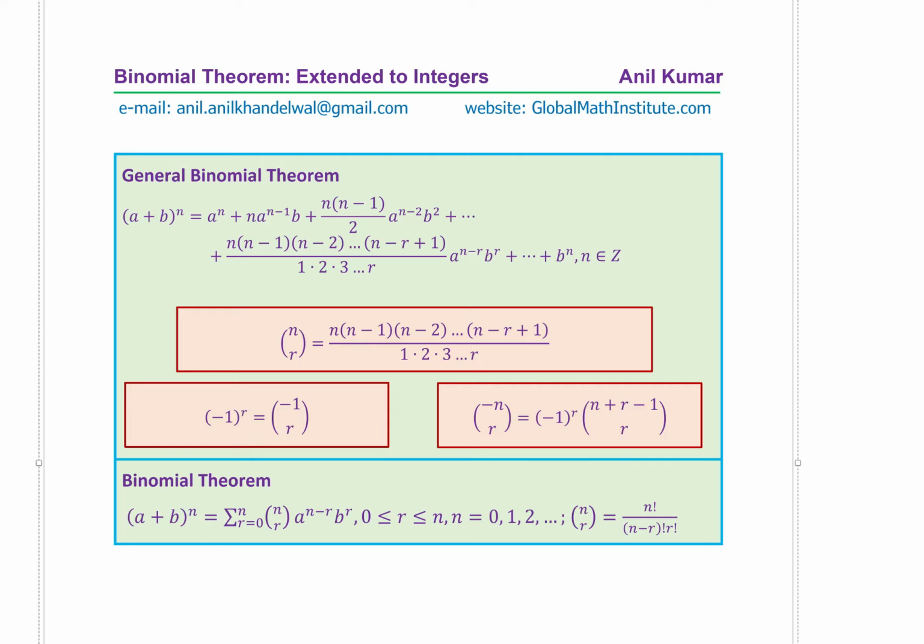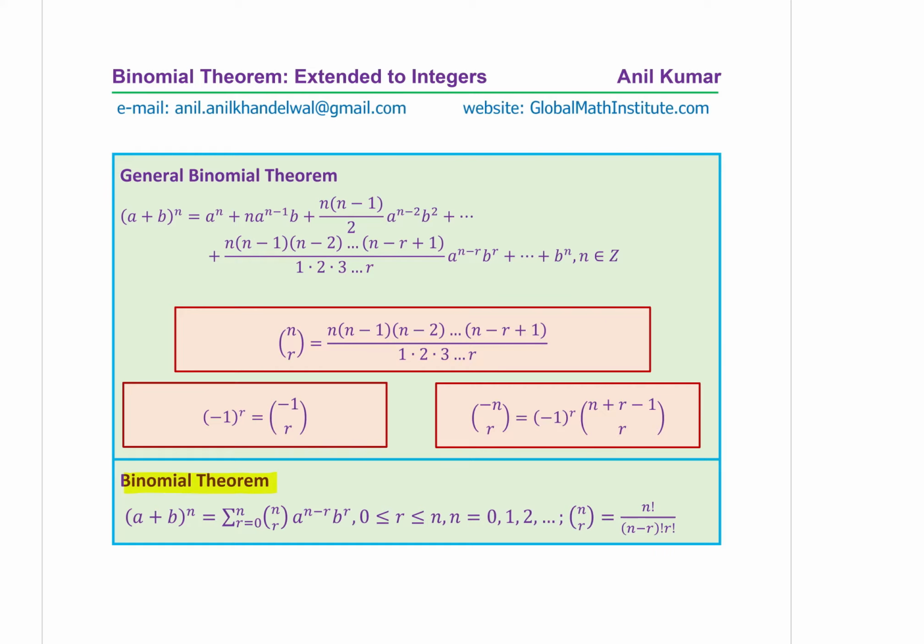I hope you remember that in Binomial Theorem, when we want to expand a plus b to the power of n, we could write in short form as sigma of r going from 0 to n of n choose r, a to the power of n minus r times b to the power of r. In this particular case, the value of r is always between 0 and n, both included, and n is a non-negative integer: 0, 1, 2, 3, and so on. Correct? That is what it is.